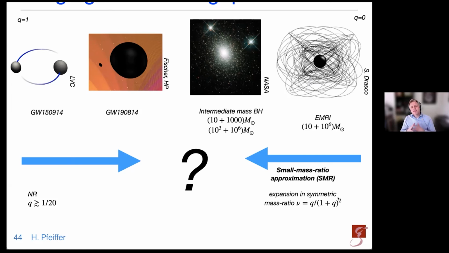But the big question in this whole picture is, what's happening in the middle? How far can you push numerical relativity? How far can you push the small mass ratio approximation? We know the sources in the middle, like the intermediate mass black holes in globular clusters, but do we actually have a method, either from left or from right, that can cover that part of parameter space?